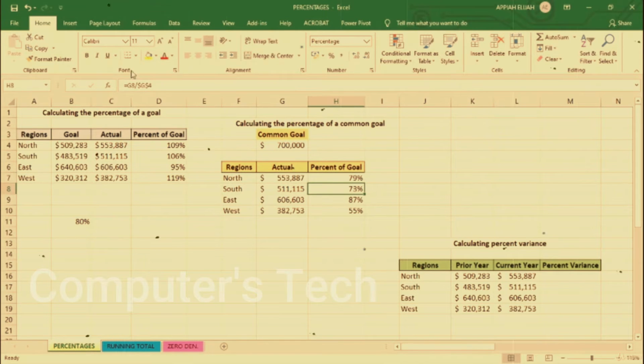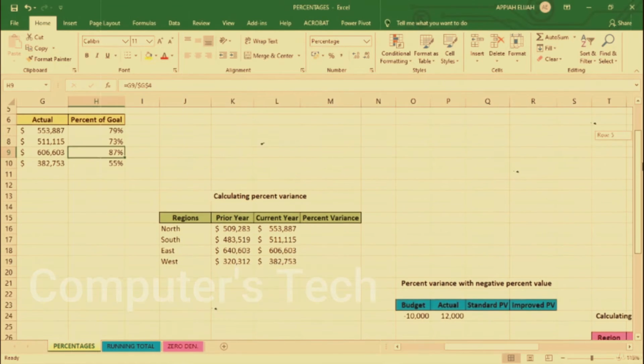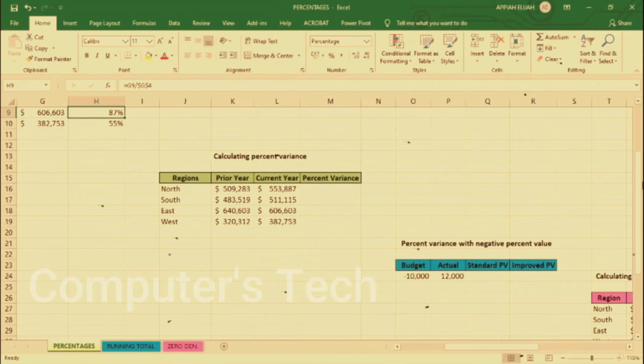And so when we click on this one, you see what has happened. This is a relative reference to G8 dividing this same value. And when we click on this one too, this G9 is also dividing this same value. And that is how we make use of relative and absolute references. Now, at a point in time, we would also like to calculate the percent variance. To calculate the percent variance, we ask ourselves, what is the variance?